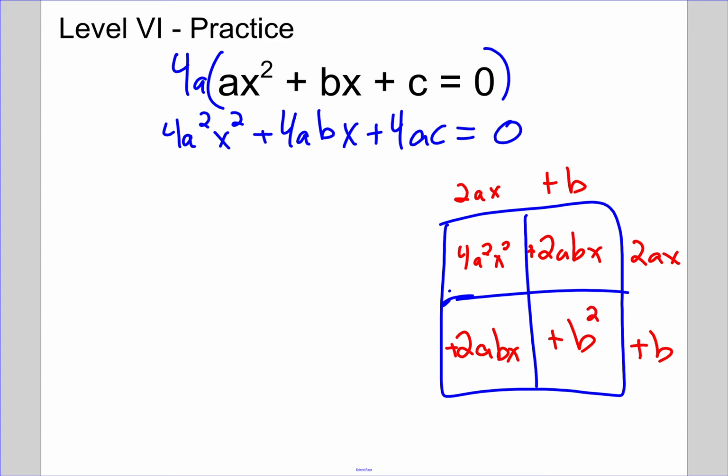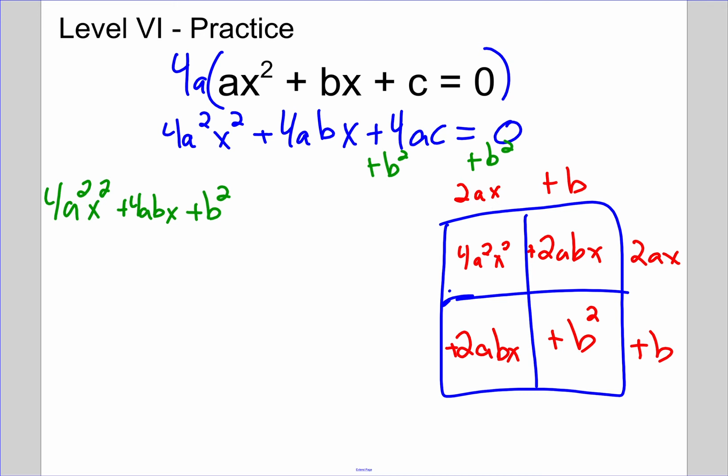So this is a little different. With the other ones we were asking ourselves, what do I have to add to 4ac in order to get b squared? Well, we really don't know. But here's what we can do: we can just add b squared to both sides. So I'll add b squared to both sides, and we end up with 4a squared x squared plus 4abx plus b squared.